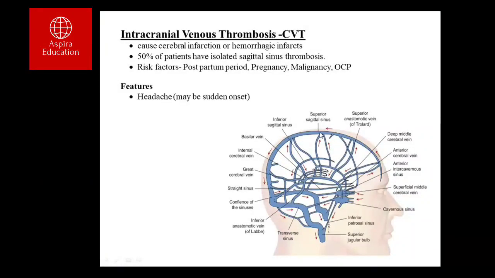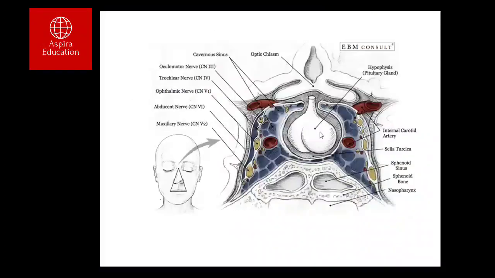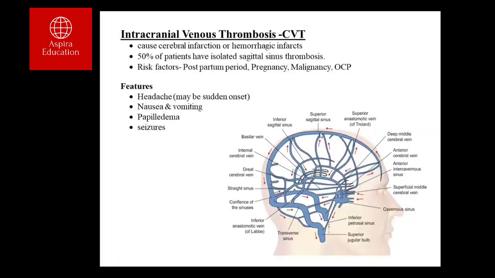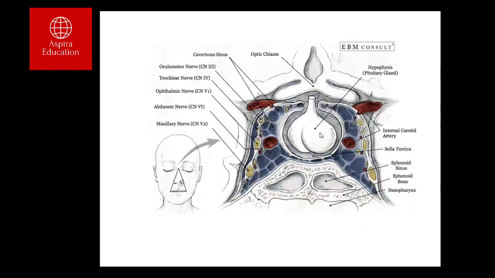Now, what are the features? Once you have thrombosis of the superior sagittal sinus or any of the sinuses, there is a hemorrhagic infarct, which can lead to headache, nausea, and vomiting. There could be papilledema because of raised intracranial pressure. There could be seizures. So, any postpartum lady coming to the emergency with headache and seizure, think about cortical venous thrombosis. That is high on the list of differential diagnoses in that particular scenario.